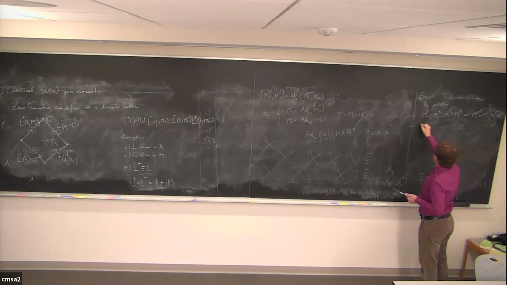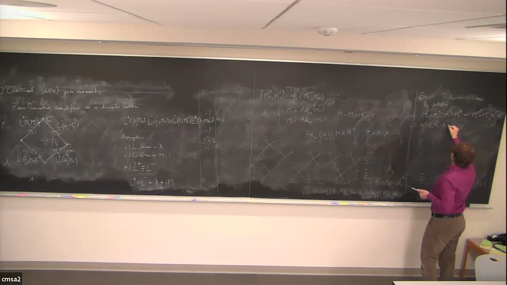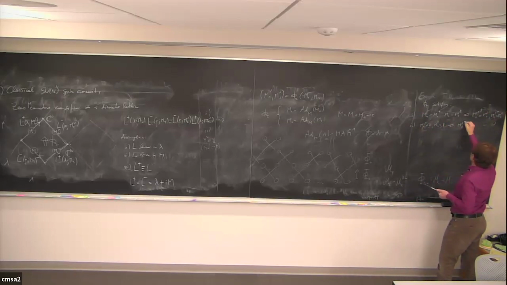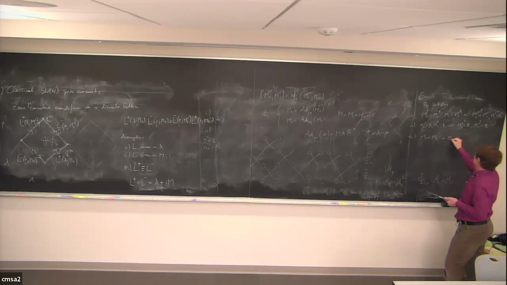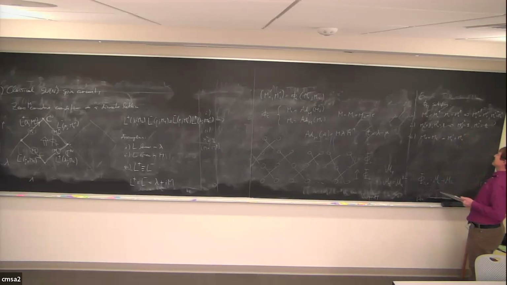Then if M1 squares to 1 and M2 squares to 1, then M1 prime squares to 1 and M2 prime squares to 1. And third, it conserves the sum of the matrices. So this will be called SU(N) spin conservation, right? It's like SU(N) spin, and the sum of the two matrices is conserved. So this will be like SU(N) spin conservation.